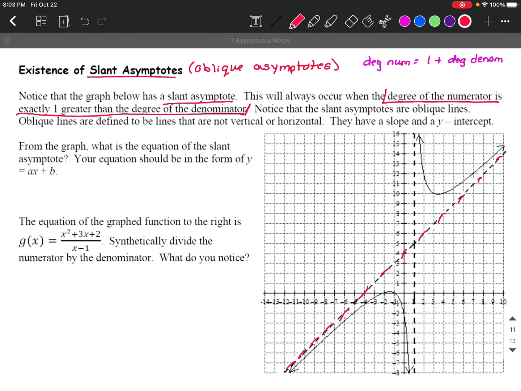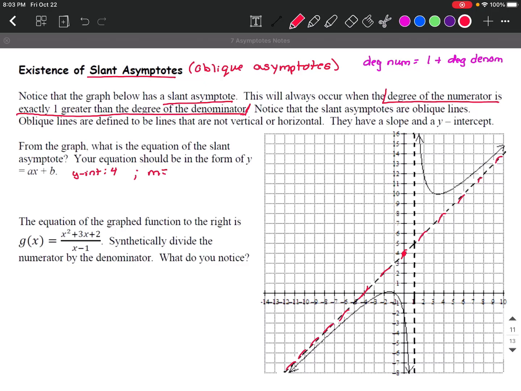Now, from the graph, what is the equation of the slant asymptote? It should be in the form y equals ax plus b, or y equals mx plus b. If we look at this line, the y-intercept, there it is, right there at 4. The y-intercept is 4. What's the slope of that line?